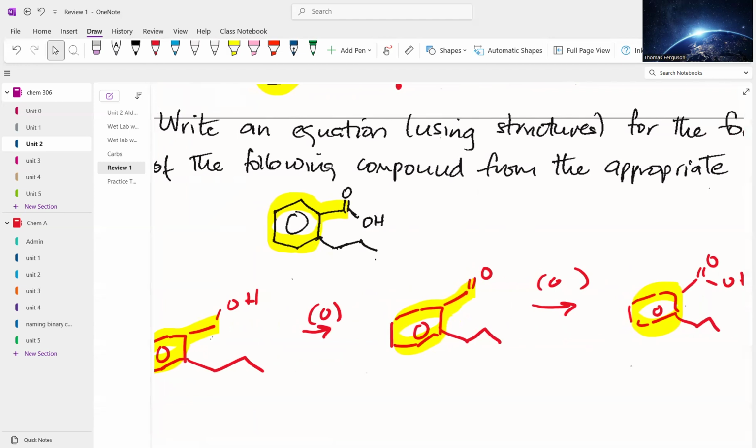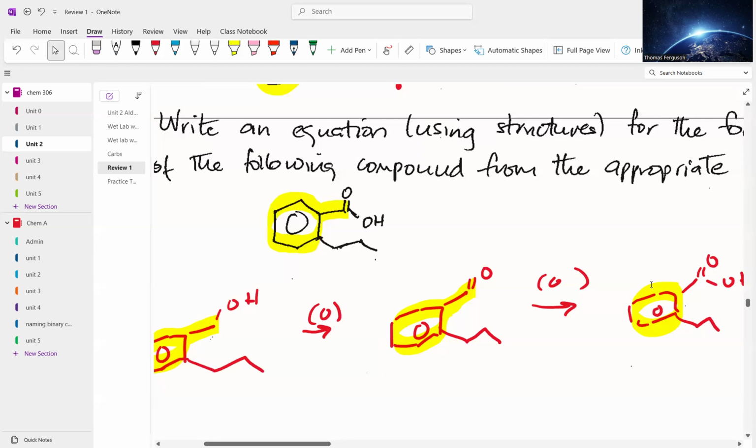Primary alcohol, oxidized to the aldehyde, oxidized to the acid. How would you name those structures, like the alcohol? Why don't we name the alcohol? We haven't got the acid yet, that's unit 3. So let's name this guy to start with.